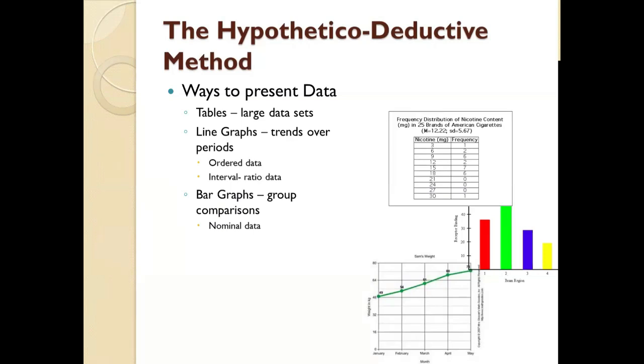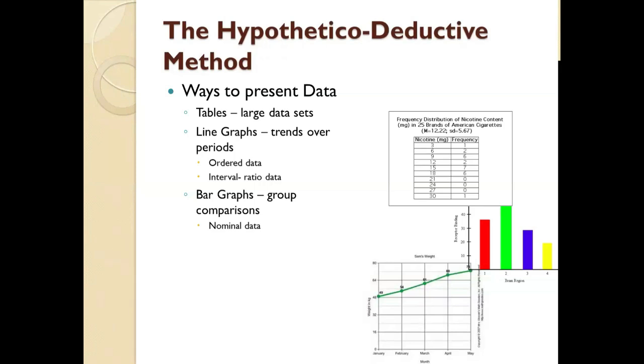Tables are great for very large data sets that are self-explanatory or for interval ratio information. Okay, so we're looking at this table example. We can see the 25 brands of American cigarettes and how much nicotine they have. And anyone could look at this and notice that the greatest number, a frequency of 7, occurs for 15 milligrams of nicotine. So while nicotine can vary from 3 to 30, a 10-times difference in quantity of nicotine, usually it's right about half, 15 milligrams. Okay, so this is a great figure for a table.